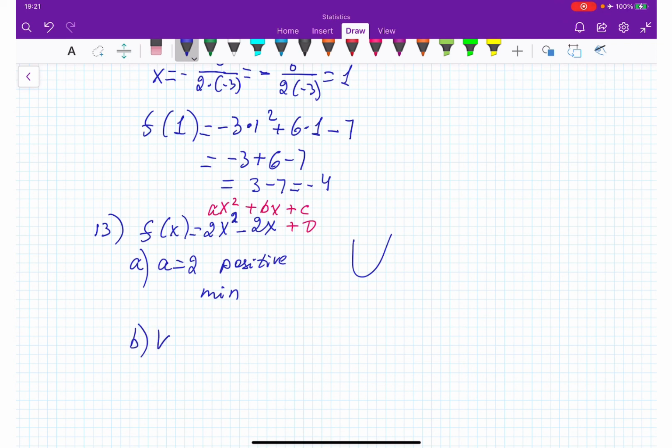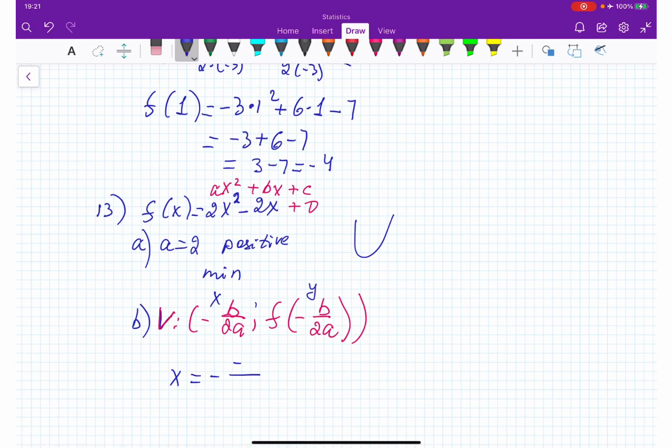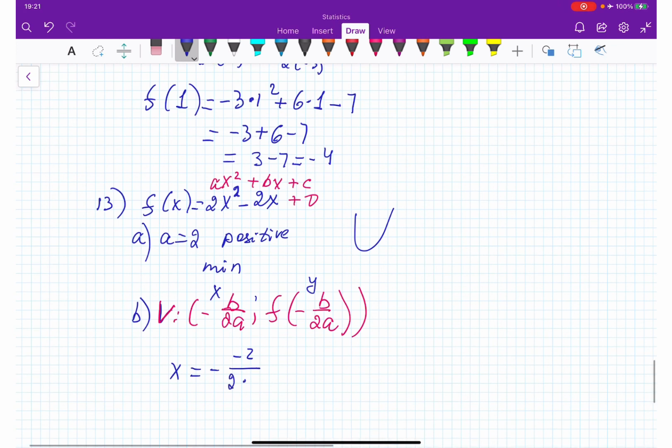Vertex: negative b over 2a and f of negative b over 2a. All right. So x is equal, because this is x, this is my y. x is equal to negative. How much is my b? Negative 2. And over 2 times a. Okay. So this is going to be 2 over 4, which is going to be 1/2.